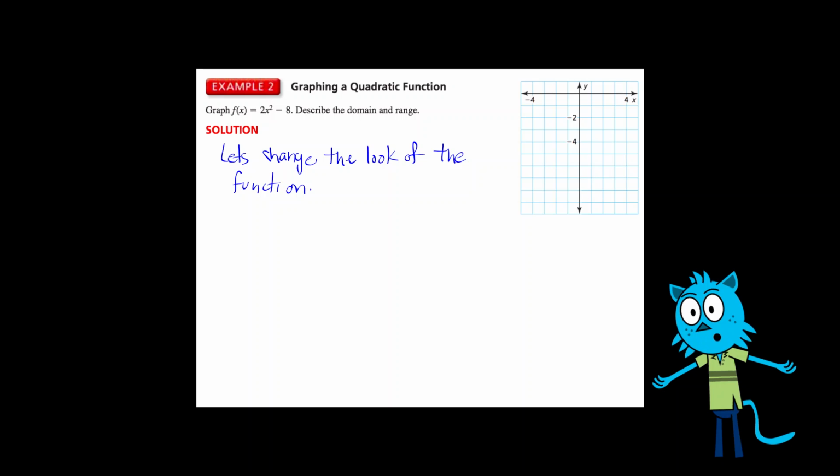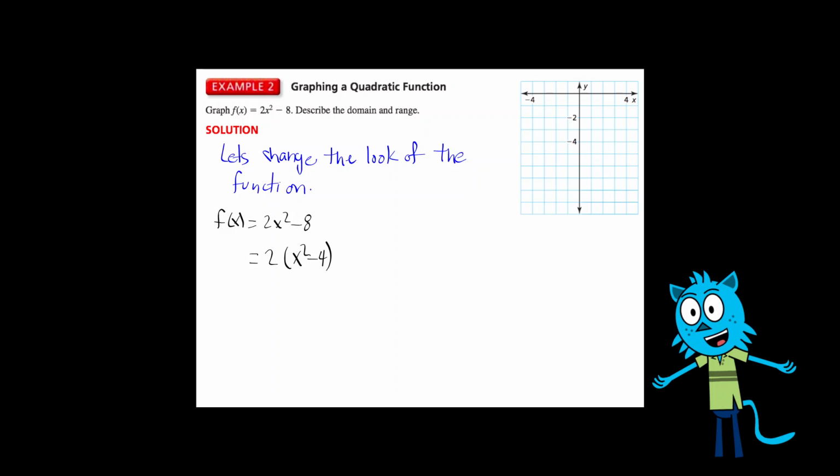So the first thing I want to do, just like it says here, is change the look of the function. So let's go ahead and do that. What do I mean by change the look? Let's go ahead and factor out anything that we can factor. It looks like both of these terms have a 2, so let's factor out that 2. And once we factor out that 2, we end up with 2 times the quantity x squared minus 4.